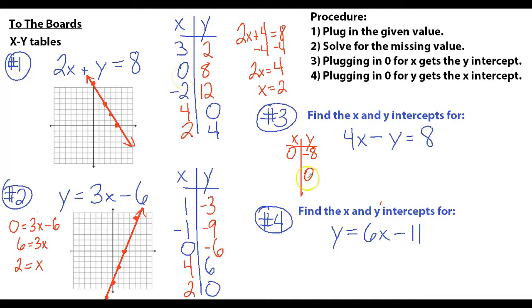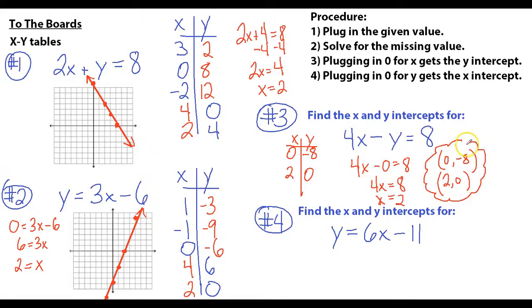When I plug 0 in for y, I get 4x minus 0 equals 8. So it's just 4x equals 8. When we divide by 4, we get x equals 2. And so those are my 2 points. My y-intercept is 0, -8, and my x-intercept is 2, 0.